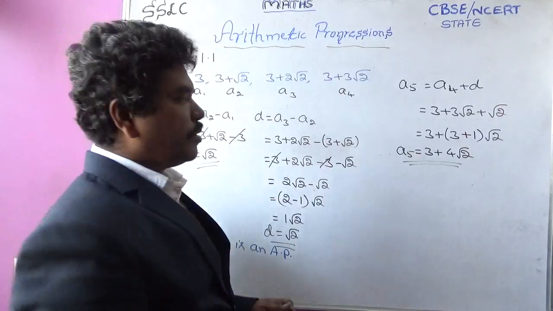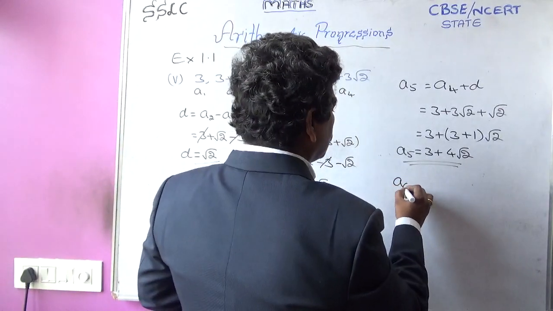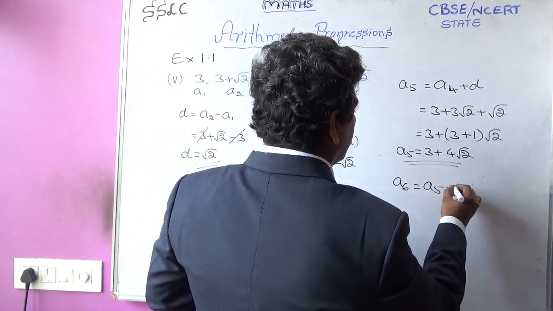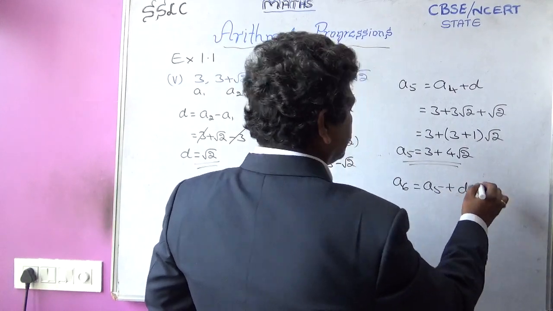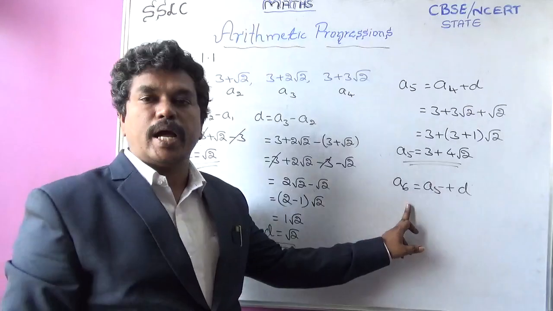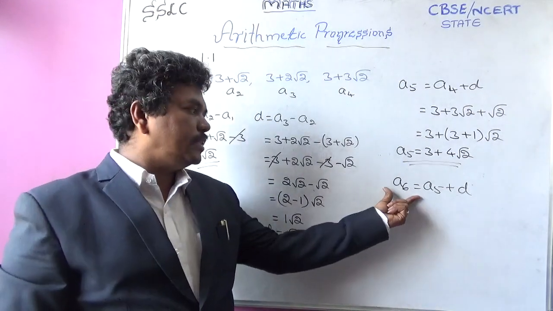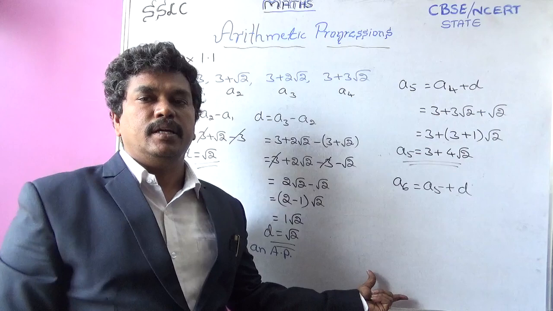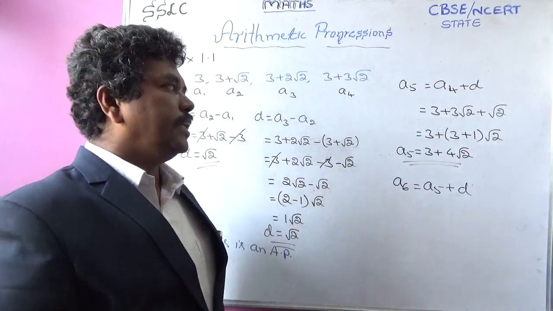Then you have to find out the 6th term also. The 6th term is equal to A5 plus D. You have to find that out. I will give you these two as homework: you have to find out A6 and also A7. That gives you the next 3 terms.